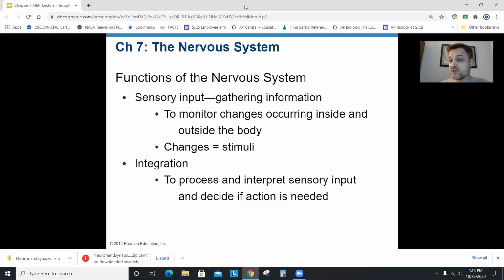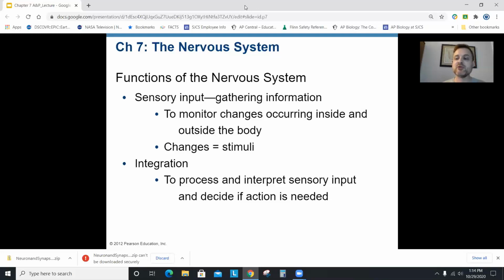So the first function of the nervous system, sensory input, is basically the idea that your body can monitor your surroundings. It can tell you temperature, it can tell you what's around you, you can hear, you can see, you can smell, you can taste, you can touch. All the changes that come toward you that your body detects are called stimuli.